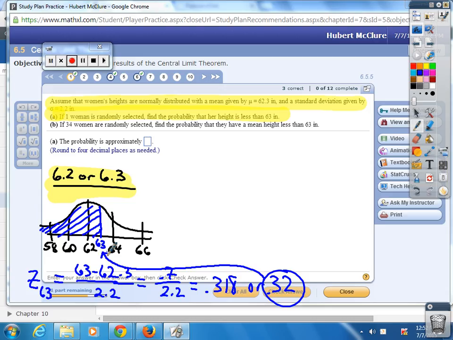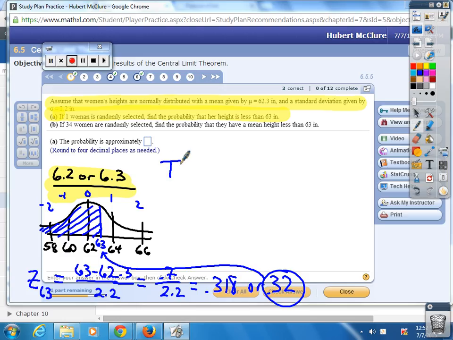That's your Z-score at 0.32. Now, let's check our common sense. This point right here is 0, right? This is 1, this is 2, this is -1, this is -2. So, are we between 0 and 1 with our Z-score? Yes. Okay.